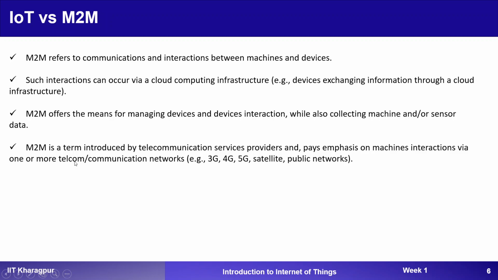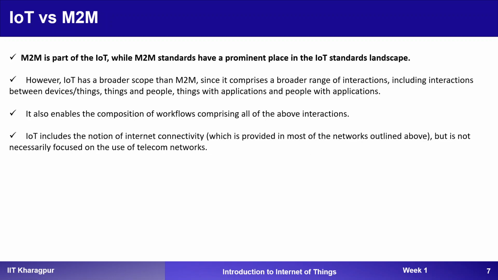Now, M2M is a term introduced by telecommunication service providers and places emphasis on machine interaction over one or more telecom communication networks. Now, M2M is a part of IoT, while M2M standards have a prominent place in the IoT standard landscape. As I have already told you, M2M is a subset of IoT, so it is a part of IoT.